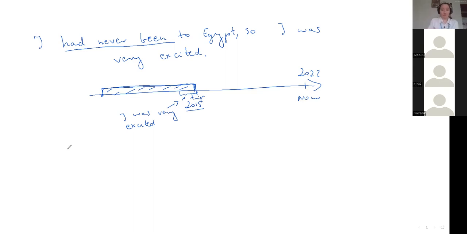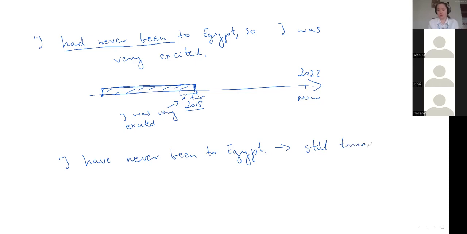Whereas on the contrary, if I tell you just in present perfect, I have never been to Egypt, it means that this is still true. I still have never been there. Here, most probably, I went to Egypt. Here, I definitely have not. This is still going on. This is the present. I am now in the state of having never been to Egypt.